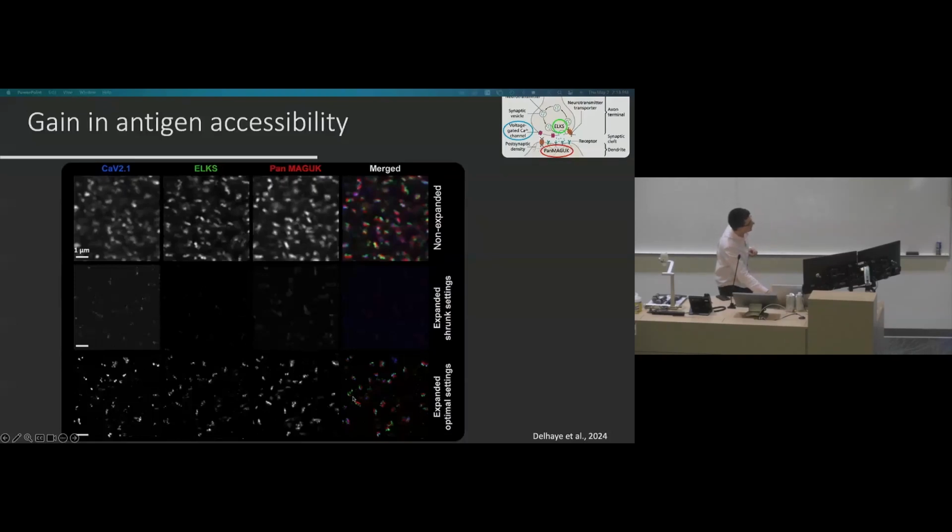And especially here, we can see that for the green signal, ULX, there are multiple clusters that are aligning in front of one Pan-MAGUC signal. And this could be related to these nanoclusters that have been shown recently. Synaptic proteins are not homogeneously distributed. They are more clustered in these kind of tiny nanoclusters, and we can start to see them using just expansion microscopy without having to use any fancy super resolution microscope.